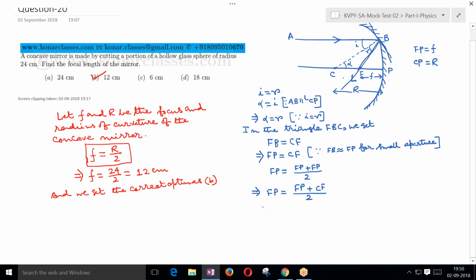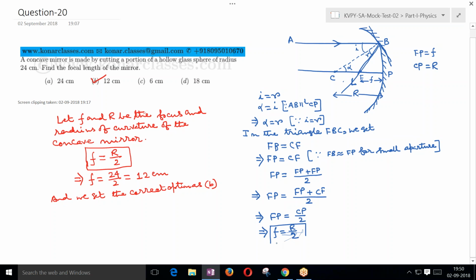Now FP plus CF is nothing but CP, so that implies FP is equal to CP by 2. And what is FP? FP is nothing but the focal length, f, and CP is the radius of curvature, r. So f is equal to r by 2, the relationship we are able to derive here. I hope you understood. If you want to take a minute to look into it, please have a look so that we can proceed to the next question.